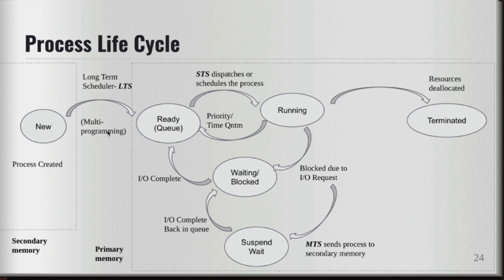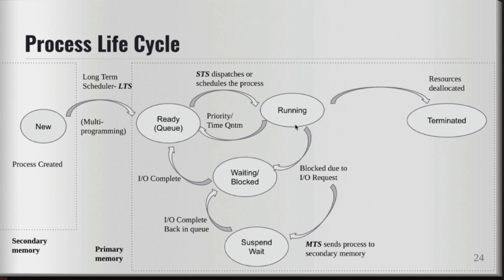Okay, and it follows multi-programming, which is increasing as many processes as possible to make sure we have optimum CPU utilization. Okay, so multi-programming is the number of processes available at a given time. So the long-term scheduler moves the process from the new state to the ready state, and then from this point, when it needs to get executed, the short-term scheduler dispatches or schedules the process, which means that the CPU is assigned to this particular process.